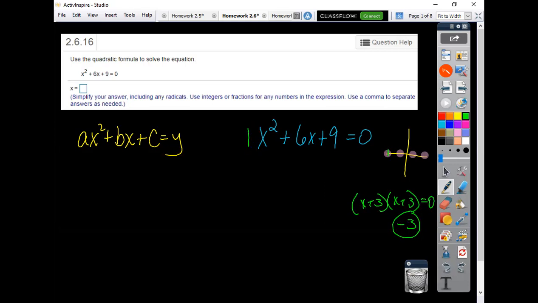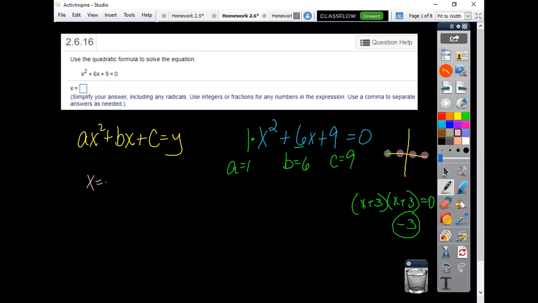a would be 1 here, b is the 6, and c is the 9. And then just remember how the quadratic formula goes. I just remember it to this little song. You can look up Emily singing the quadratic formula on YouTube. She's about 3 years old probably, and she can remember it, so I would expect everybody else can as well.